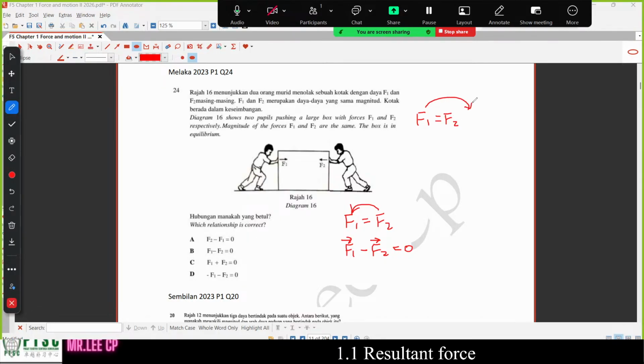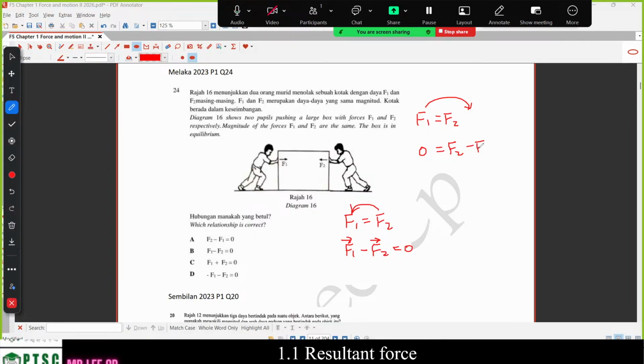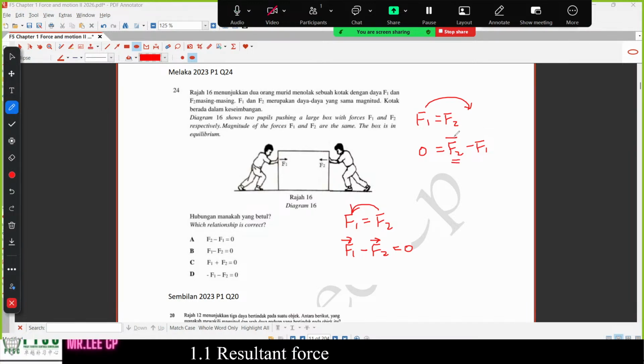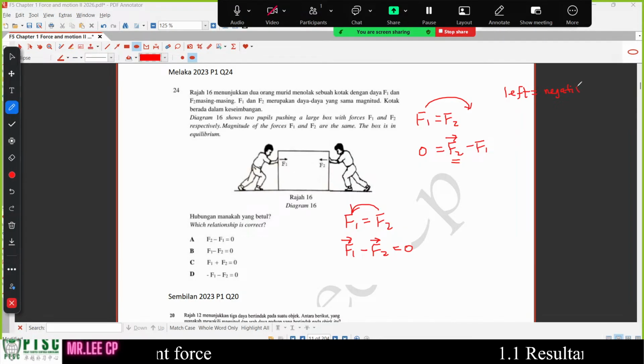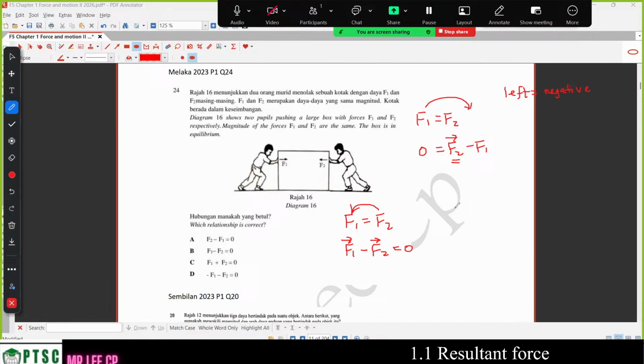I bring this one to here. Alright, F2 minus F1 is 0. But here, F2, we said it is going to the left. Left, normally, we are going to take it as negative. You need to know: going to the left, we take it as negative. Going to the right, we take it as positive. So this one means left, it is negative. F1 is going to the left.